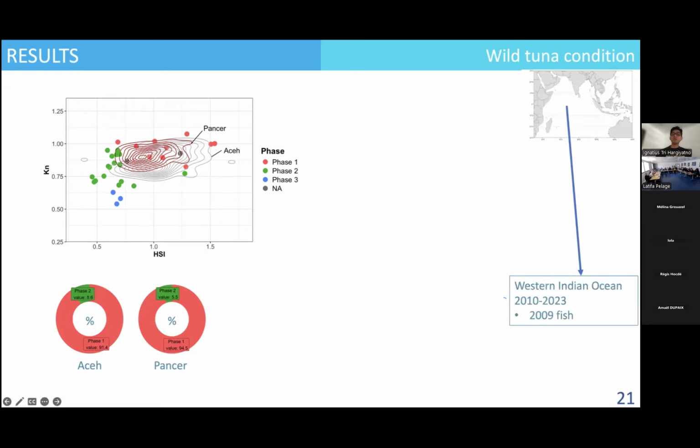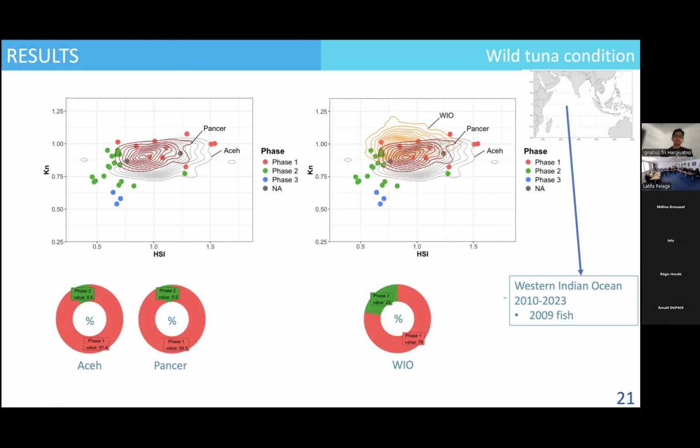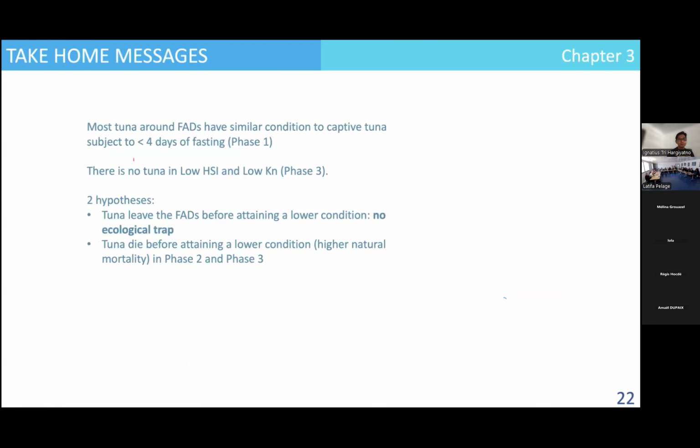I also tried to compare data from IOTC from the Western Indian Ocean. And what I got is around 78% still in phase 1, and only 32% attaining phase 2. And what I summarize from this work is that most tuna around FADs have a similar condition to captive tuna subject to less than 4 days of fasting. It means they are in phase 1. And then there is no tuna in the low SSI and low KN.